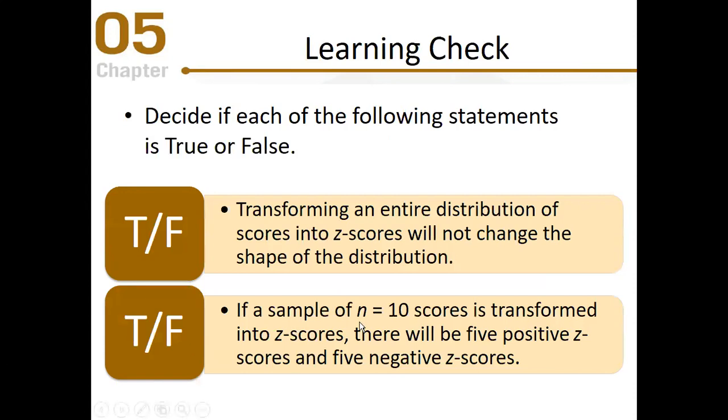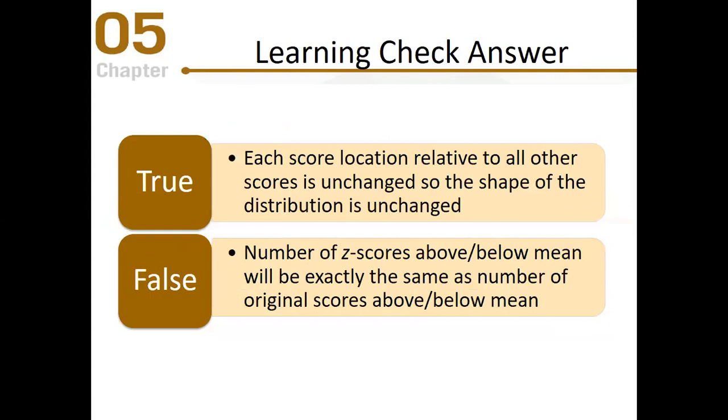Number 2, if a sample of 10 scores is transformed into z-scores, there will be 5 positive z-scores and 5 negative z-scores. Think about that one carefully. That's false. The number of z-scores above or below the mean is going to be exactly the same as it was in the original distribution. If you have skewed data, negative or positive, you might get more scores above or below the mean.